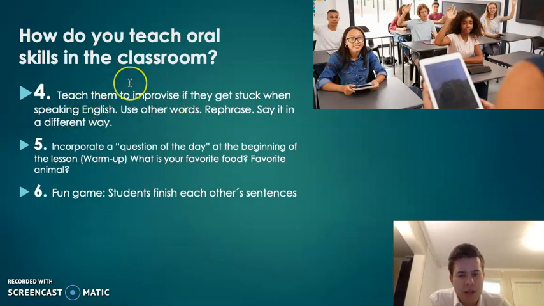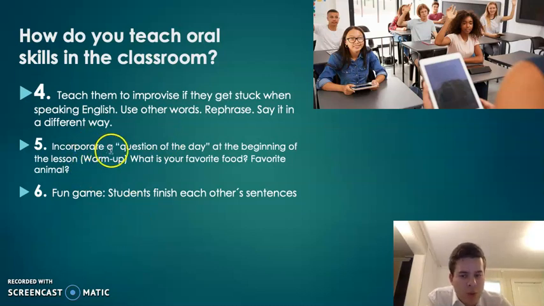And then we want to teach them to improvise if they get stuck when speaking English. Sometimes they get stuck and they just mumble and they don't know what to say. Well, tell them to relax and use other words instead. Or just rephrase the entire sentence. Say it in a different way. Just relax. Try again. Say it in a different way.